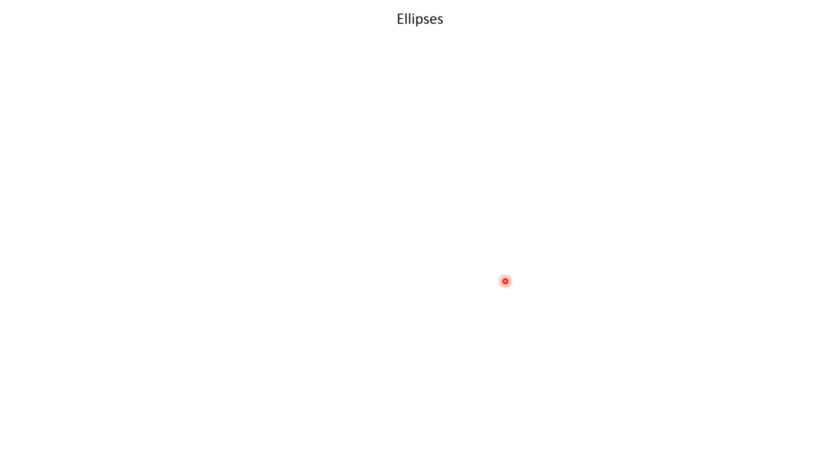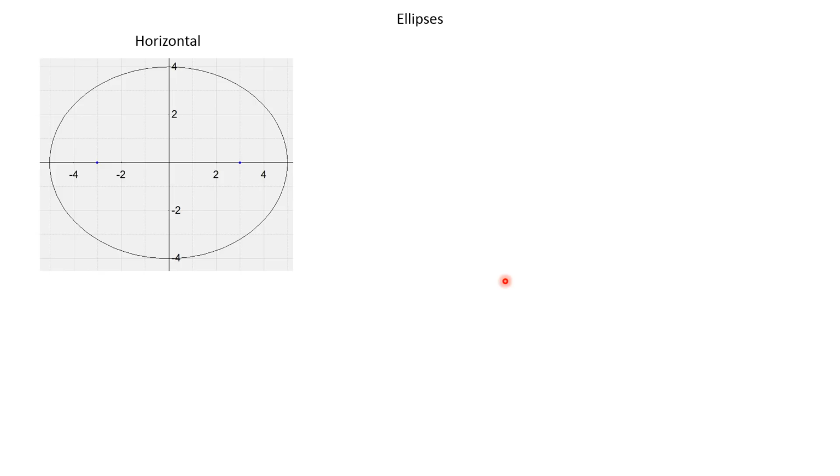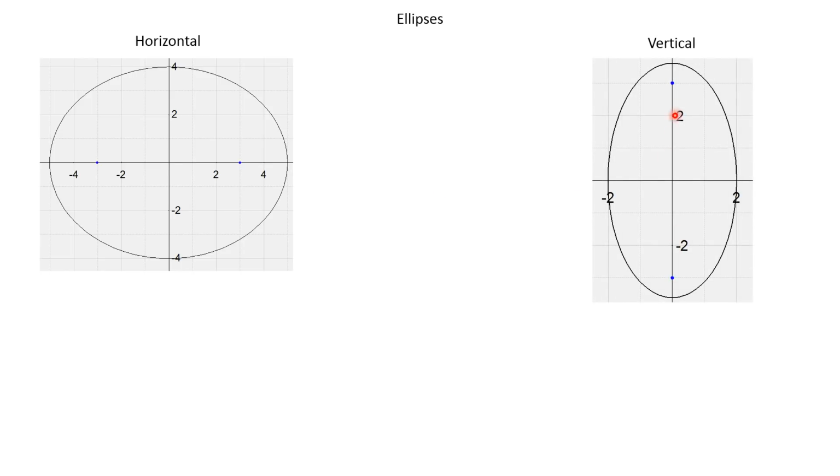Anyway, let's get to some ellipses. Let's get to some of that vocab. So we have two types of ellipses. We have horizontal ellipses, which are the ones that are wider than they are tall, kind of like the one we were just looking at. And we have vertical ellipses, which are the ones that are taller than they are wide. Notice on horizontal ellipses, the foci are horizontal from each other, and on vertical ellipses, the foci are vertical from each other. It's very important.